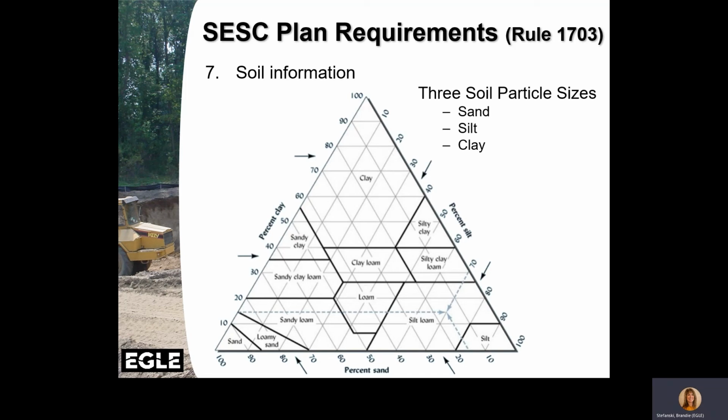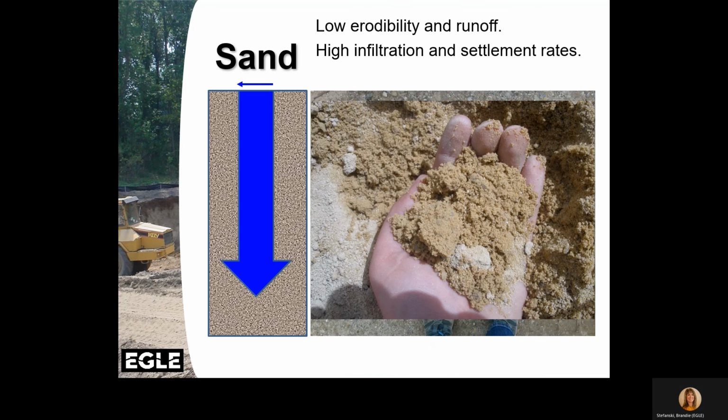The soil information can be written on the plan, photocopied from a page in a county soil survey, or provided with soil borings. Some SESC agencies require the soil information on the permit application. Is it clay, silt, or sand? And why is that important? In general, sand will allow high amounts of water to infiltrate and will settle out quickly. Sand also has low erodibility and low runoff.